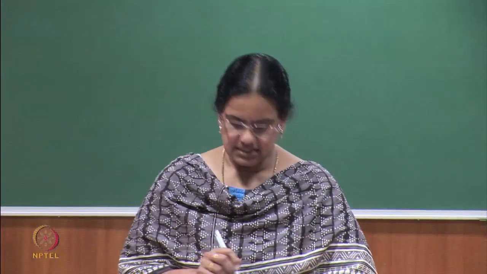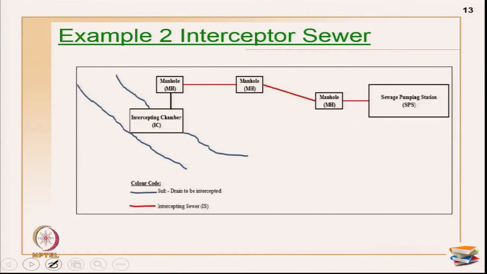Now, I am going to take the next example. The next example is on an interceptor sewer. This is a very simple example. I have shown this example in a different form in the earlier classes. Primarily I have 4 components. I am going to work at the component level.